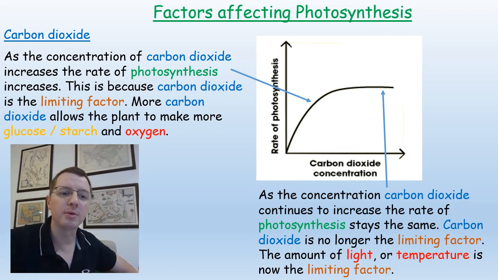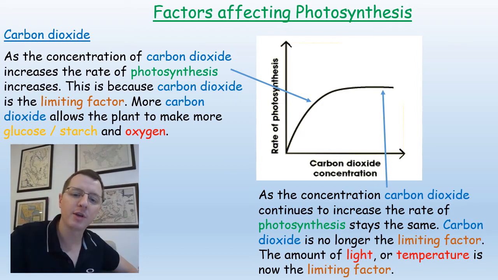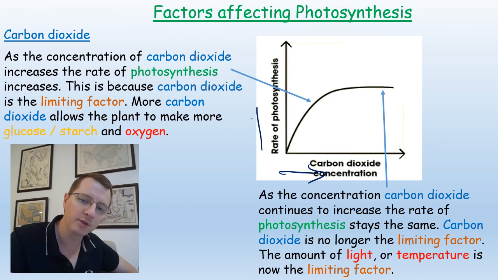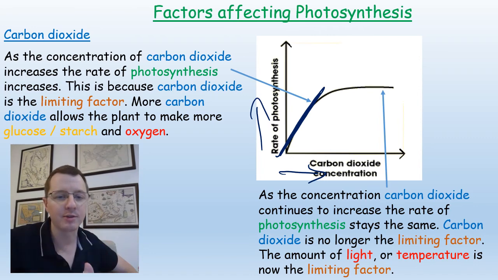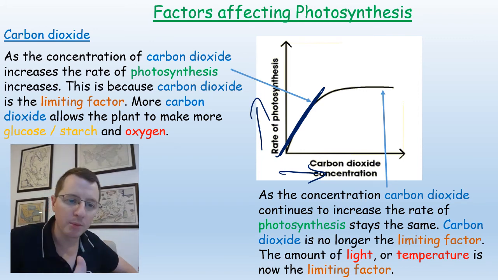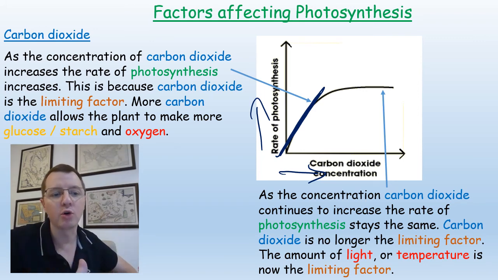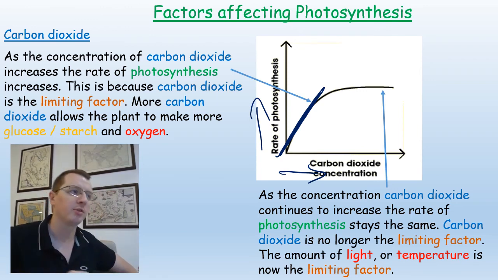As the concentration of carbon dioxide increases, the rate of photosynthesis increases. There's the carbon dioxide increasing, there's the rate of photosynthesis increasing, and in this first section of the graph we get the classic positive correlation between the two. And this is because in this particular experiment, carbon dioxide is the limiting factor. The more carbon dioxide we have, this will allow a plant to make more glucose and starch and more oxygen. So if we gradually increase the amount of carbon dioxide that we give a plant, we're going to get more oxygen produced, more glucose produced, and a faster rate of photosynthesis.